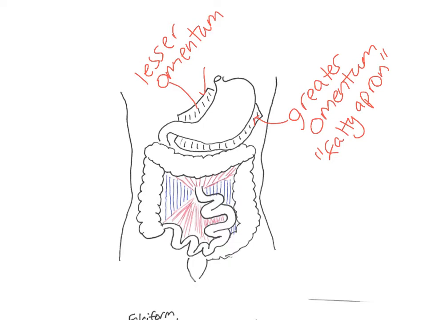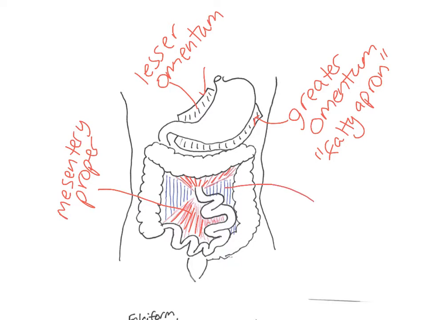Then if we look a little lower, this is the mesentery proper. The mesentery proper is what's holding the small intestine in place. You can see the fibers up here and the red fibers down here, just holding that small intestine in place. And then we can also see this right here, and that is called the mesocolon. The mesocolon is holding the large intestine in place. So that's those blue lines coming down like this. Okay, that's the mesocolon.